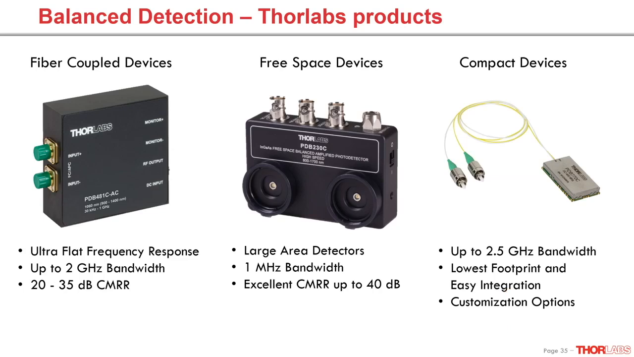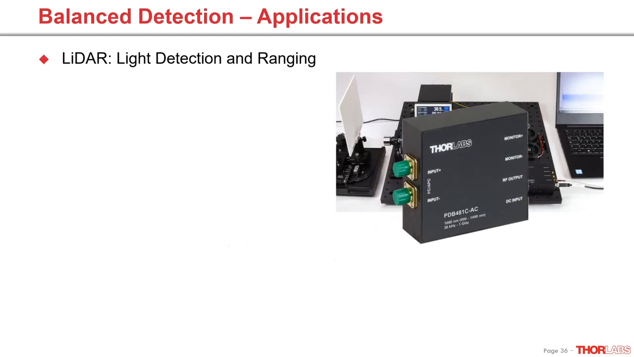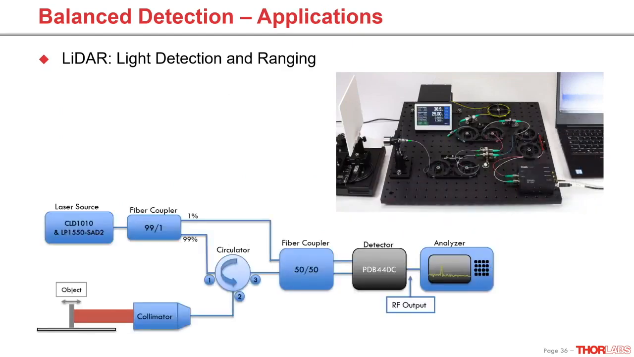To name some applications suitable for balanced detection, there is LiDAR, which can be used for both distance and speed measurements. The demonstration setup shows a pulse-modulated fiber light source, a collimator that functions both as transmitter and receiver, and some couplers and a circulator that distribute both the transmitted and received signals to the detector inputs.